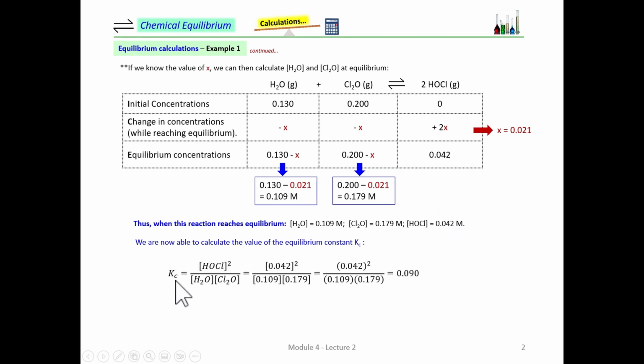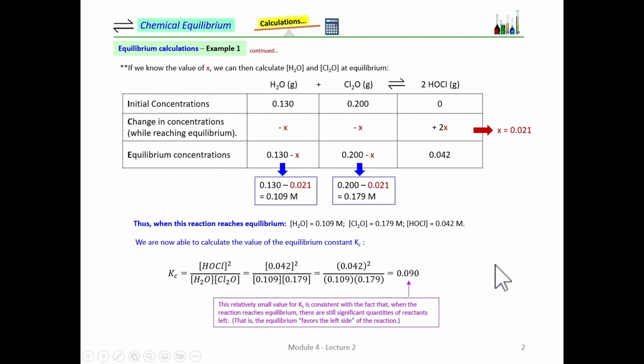So we write out the Kc expression, which of course would be the product on top raised to the power of its coefficient, divided by the product of water concentration and dichlorine oxide concentration at equilibrium. We know what those numbers are, so we put them in, we solve for Kc, and we get 0.090.